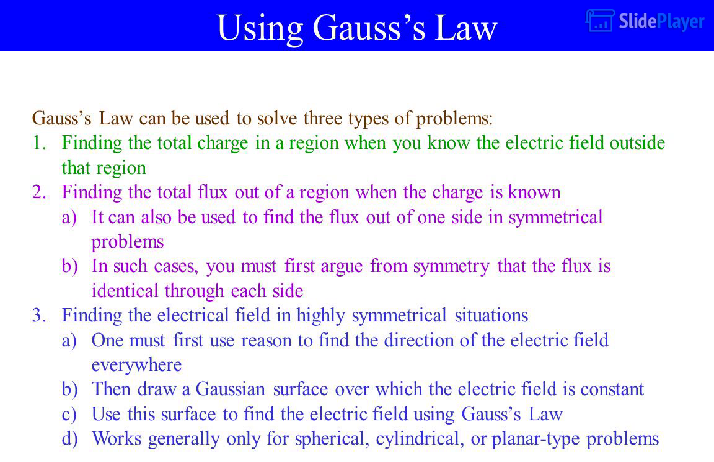In such cases, you must first argue from symmetry that the flux is identical through each side. Finding the electric field in highly symmetrical situations. One must first use reason to find the direction of the electric field everywhere. Then draw a Gaussian surface over which the electric field is constant. Use this surface to find the electric field using Gauss's law. Works generally only for spherical, cylindrical, or planar type problems.